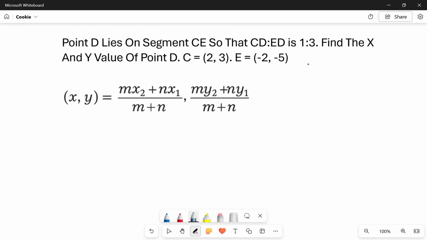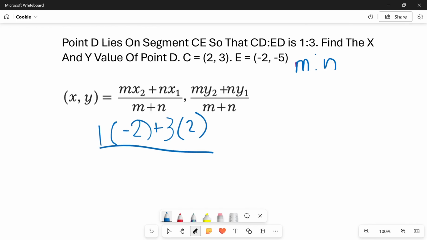So M and N are the ratios. So M is the first part of the ratio, and N is the second part of the ratio. Here M is 1 and N is 3. So if we use that, we know that x is equal to 1 times -2 plus 3 times 2 divided by 1 plus 3, which is 4.